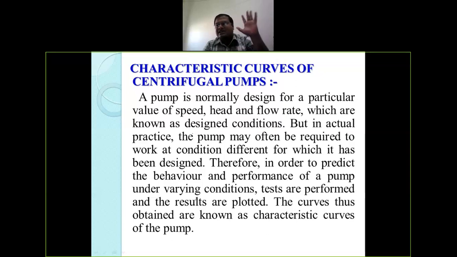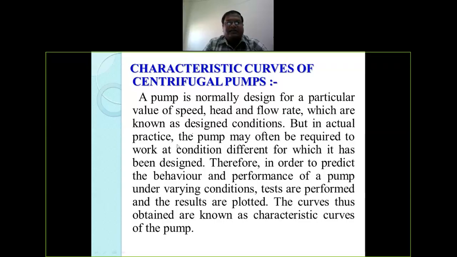What is the meaning of characteristic curve? Our ultimate aim is to predict the behavior and performance of the centrifugal pump. How can we predict that? By testing. We have to take some prototype or model of the centrifugal pump, do some tests, collect some results, and plot those results in graphical form. That is ultimately called a characteristic curve.